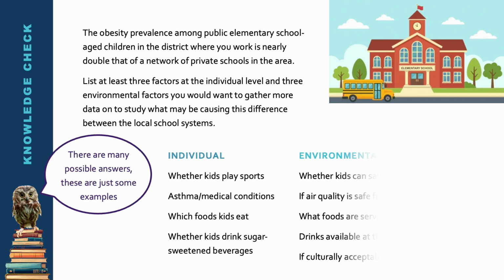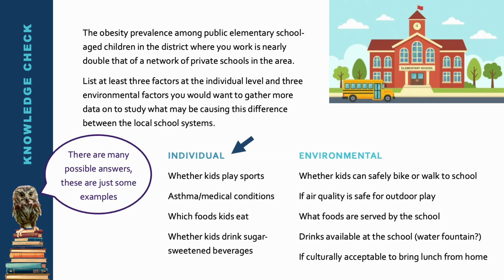Some examples at the individual level would be whether the particular child plays sports, whether they have asthma or other medical conditions, which foods they individually choose to eat, whether they drink soda or other sugar-sweetened beverages, and at the environmental level, whether the kids can safely walk or bike to school, if the local air quality is safe to allow them to play outside, and what foods the school provides for the children.